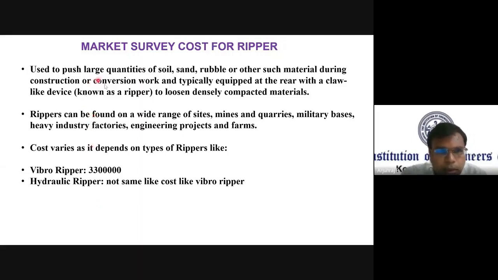And this market survey cost for a ripper is based on quantities of soil, sand, rubble, and other material used during construction or for other work. Accordingly, the cost will also vary. And these rippers can be found on a wide range of sites, mines, quarries, and engineering projects, basically what you have for PWD. And again, there are two types.